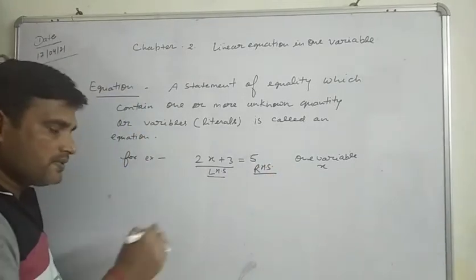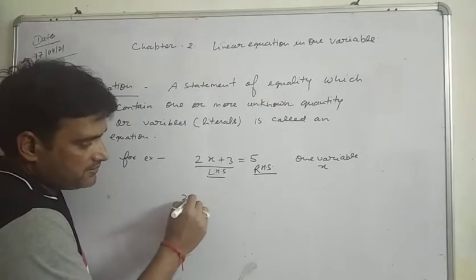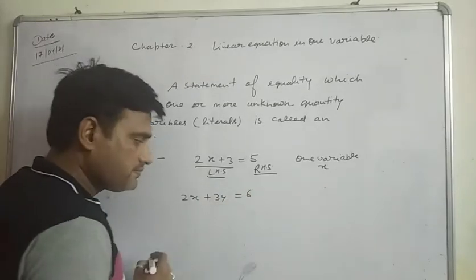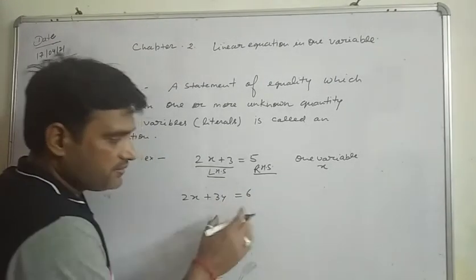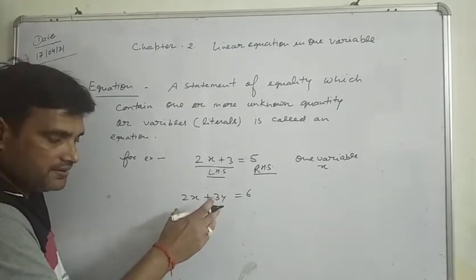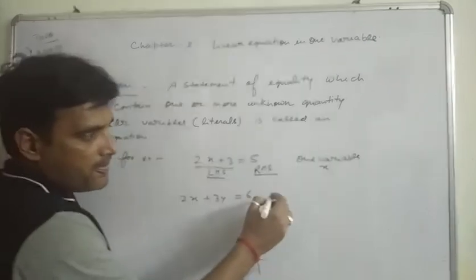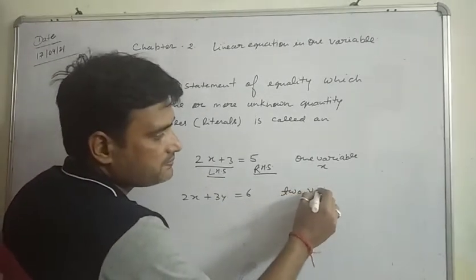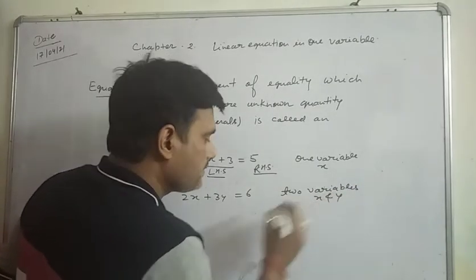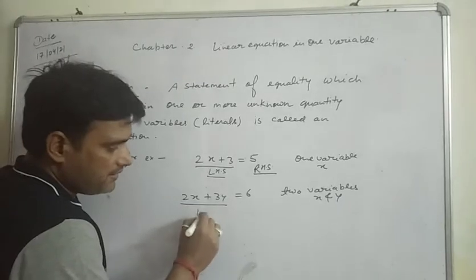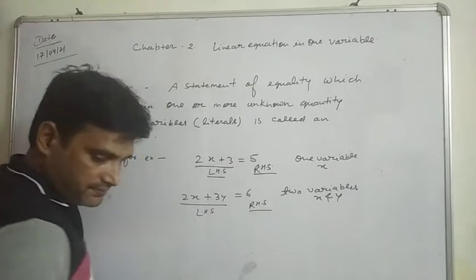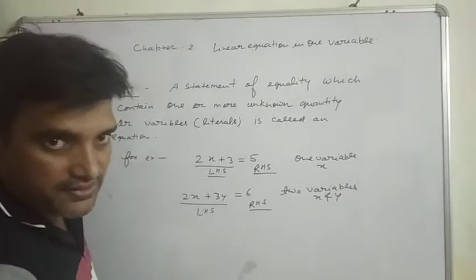Now we take another example. 2x + 3y = 6. This is also an equation, and it is also a linear equation with two variables x and y. This part is called LHS and this part is called RHS. Understand?